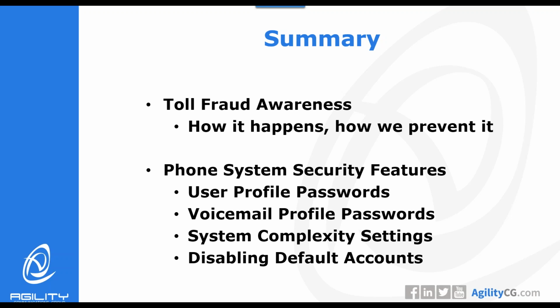So that's a little bit of our first section this morning, where we talked about some toll fraud and some historical items regarding system security. Just to review, we've talked about user profile passwords and voicemail passwords and what we can do to manage those. It talked a little bit about toll fraud, what it is, how it happens, and what we can do to be ready for it, right? So in the way of system design here at Agility, we can always be mindful of complexity settings and disabling those accounts that come into the system by default right out of the box. So good things to be aware of.